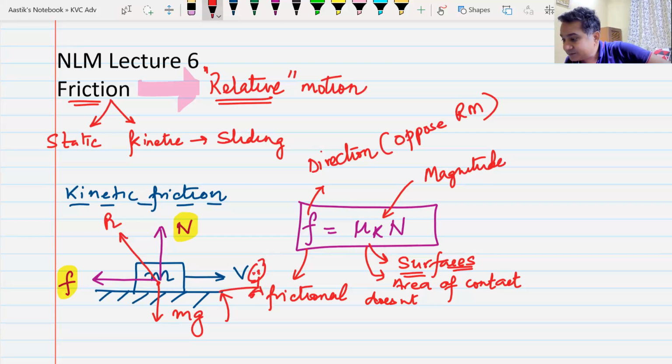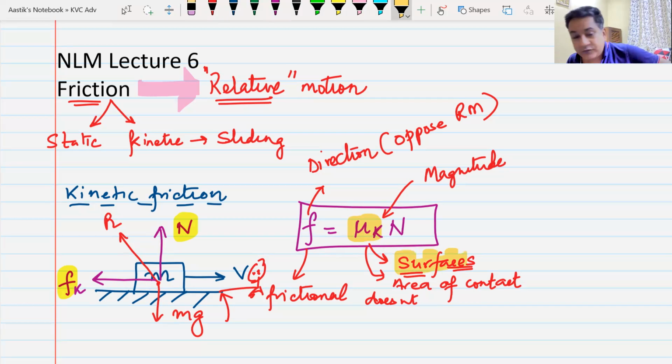Do we understand this? So what are the things that you must remember about kinetic friction or any friction? Friction does not oppose motion. It only opposes relative motion. The value of kinetic friction is always equal to mu k into N. If you want to change the value of kinetic friction, either you change the value of mu k. How can you change the value of mu k? By changing the surface.